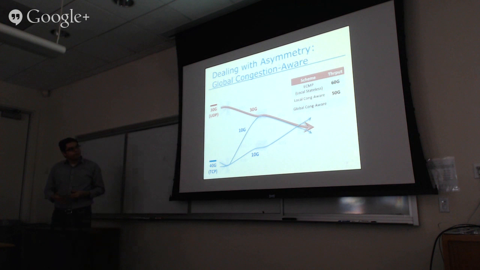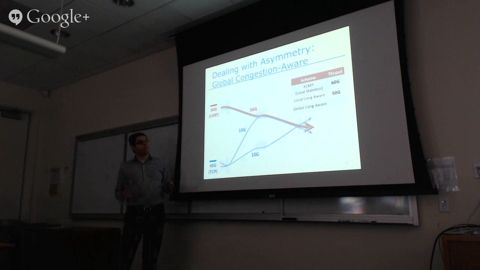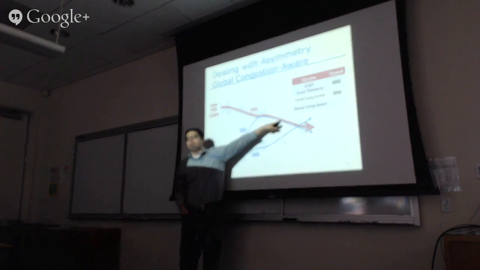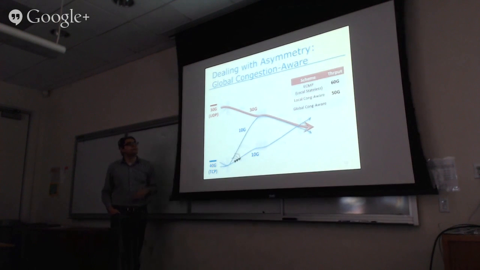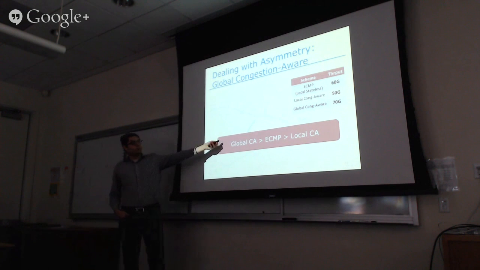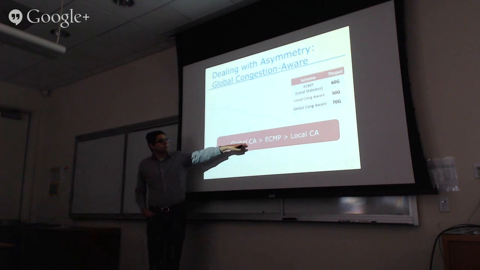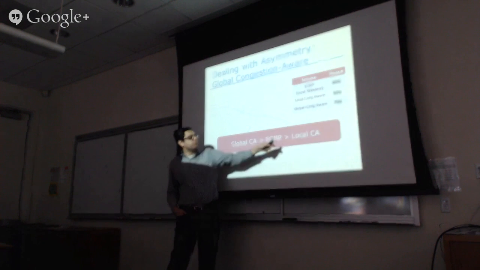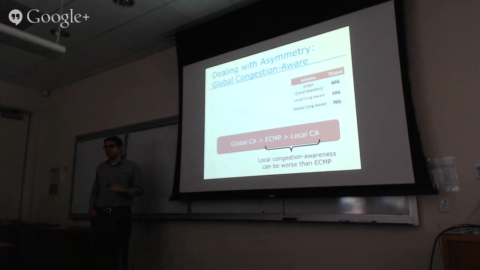So finally, if you had global congestion awareness, if you actually had global awareness of the network, you'd realize that the real problem is actually that link. And you'd move traffic away from that link. And in this case, you would be able to satisfy the 7 gig of traffic demand. So global congestion awareness is better than ECMP. That's obvious, that's to be expected. Perhaps a little more surprising is that you do need global awareness. If you just try to do something locally, you can actually be even worse than ECMP. And that's more a problem with how two control loops are interacting.